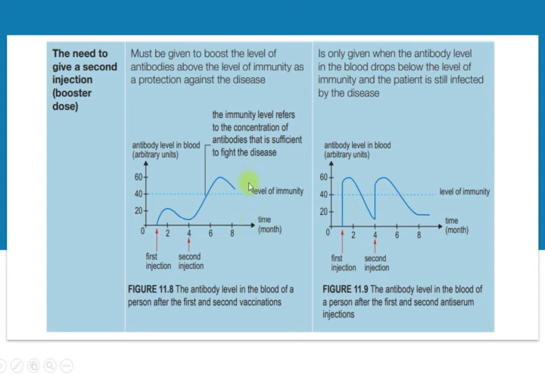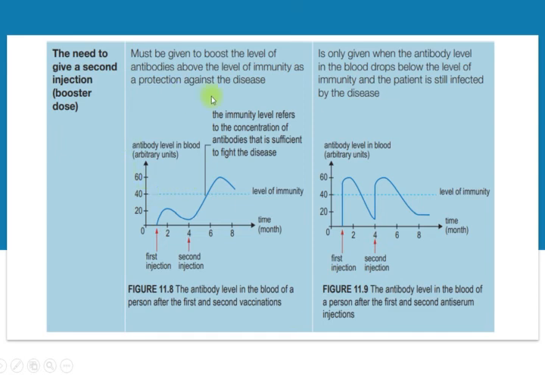Alright, so the last one. Okay, we go to the graph here. The need to give a second injection or booster dose. In artificial active immunity, the booster dose must be given to boost the level of antibodies above the level of immunity, as a protection against the disease. So the booster dose needs to be given to increase the level of antibodies.